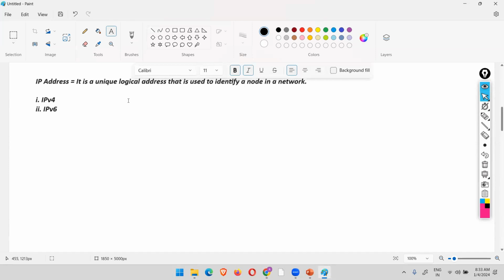Now let's talk about some of the differences between IPv4 and IPv6.